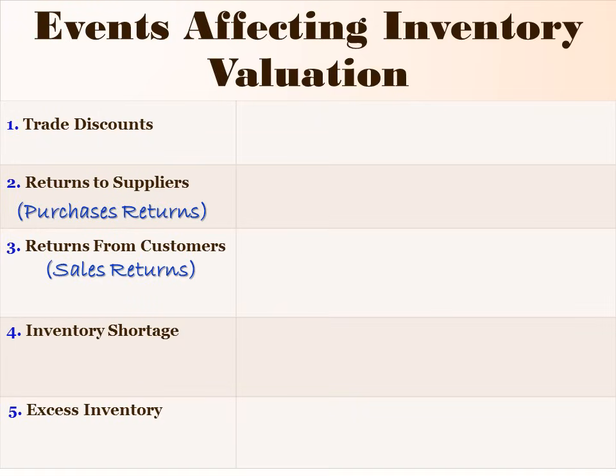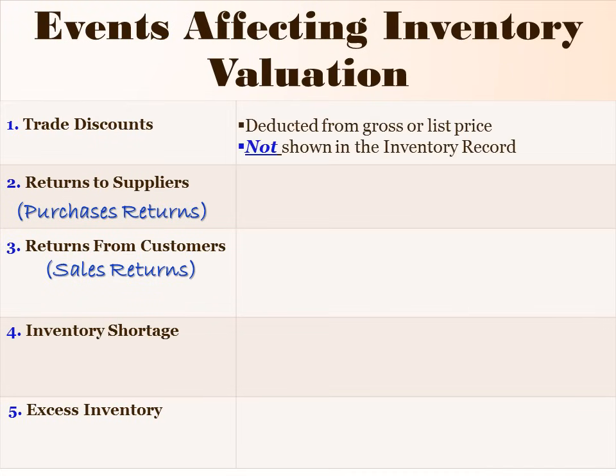Remember that in the inventory record, you have four columns: date, purchases, cost of goods sold, and inventory. So let's see how each of these would be reflected. Let's start with the trade discount. Now remember that trade discounts are given for bulk purchases. It therefore means that the trade discount should be deducted from the gross or list price, and it should not be shown in the inventory record.